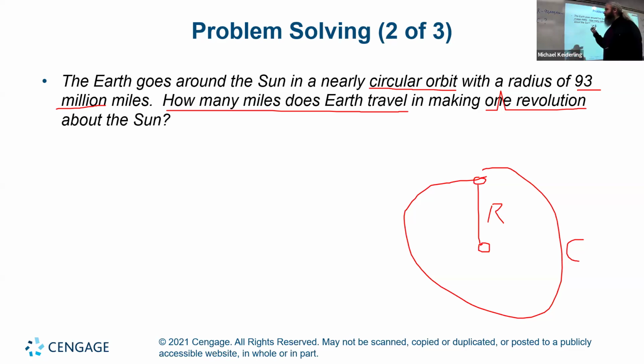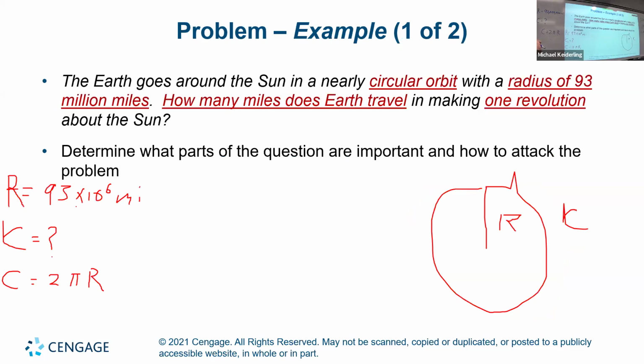And so if we look at the formula for circles, circumference is 2 pi times the radius. So we can plug in our numbers. We know our radius is 93 times 10 to the 6 miles. That's 93 million miles. We are looking for the circumference. Circumference is 2 pi times the radius.